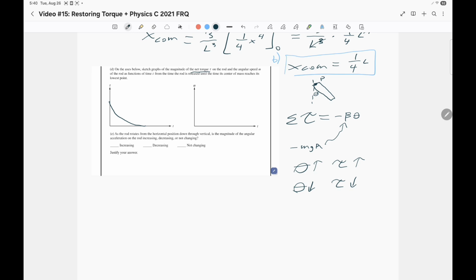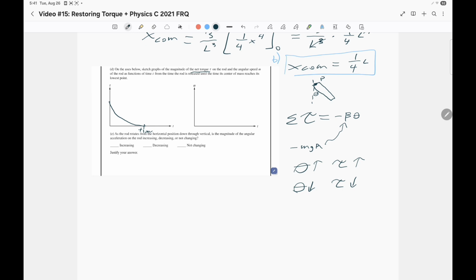Until we get to the time at its lowest point. So this is our T low, I'll call it T low. That is the time at the lowest point. But our angular speed, that's a different story. That's not going to be decreasing. It's going to be increasing the entire time, because our torque and angular speed are going to be in the same direction throughout the entire time as we go from horizontal to vertical, as the rod goes from horizontal to vertical.